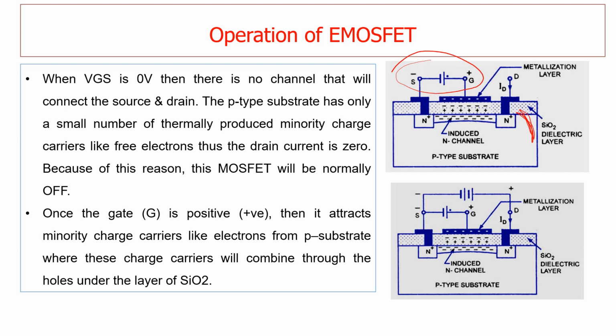Thus, a drain current flows from source to drain through this induced channel. The magnitude of the drain current depends on the gate potential, only because of this gate potential. Now we apply VDS between the drain and source, another potential. So now the conduction has begun. Initially it is in the off condition, now it goes to the on condition.